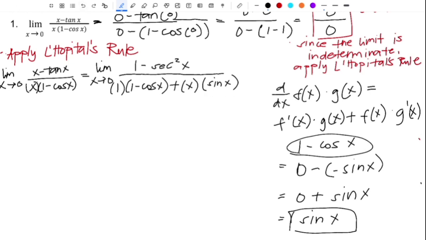Can you still follow? Okay, let's proceed. Now that we have the derivatives of our numerator and denominator, we can proceed to applying our limit. Let me just erase this here.